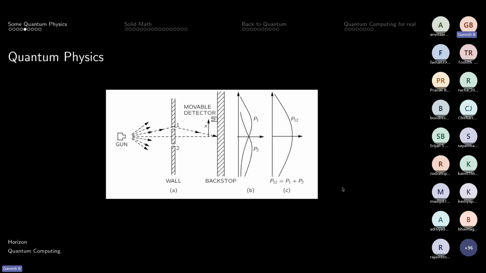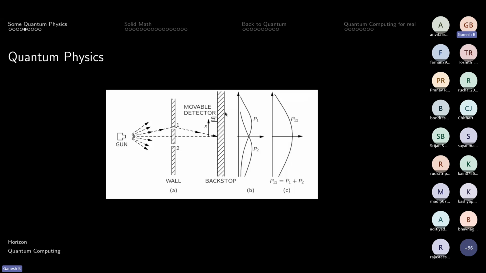You have a machine gun here which just sprays bullets. You have a screen with two slits, and then a screen far away which absorbs and detects where the bullets fall. I'll block the second slit, open the first slit, and fire a ton of bullets. We notice that the bullets form a probability distribution P1. Around this area, the probability of the bullet falling is higher than in the other regions.